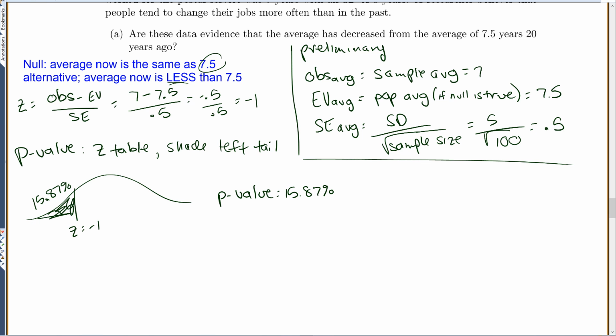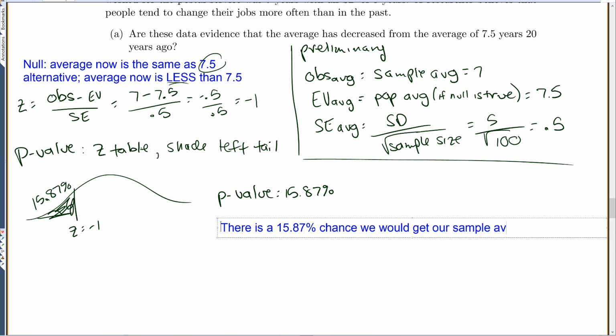So that's my p-value. I could interpret it. It would be something like, there is a 15.87% chance we would get our sample average of 7, or one more extreme, if the null is true, meaning that the sample average really is 7.5.